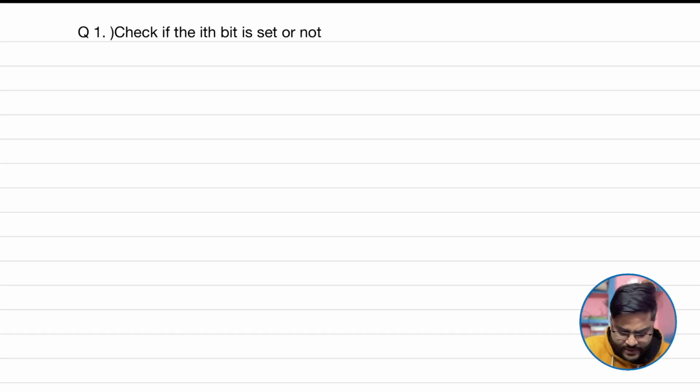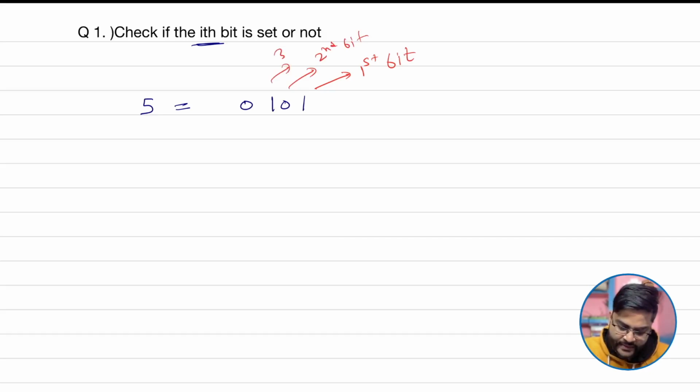Let's say we have the decimal number 5. In binary I can write it like this: 0 1 0 1. For now I am taking only 4 bits. You can extend it to 8 bits, 16 bits, whatever you want. I'm taking 4 bits for simplicity. Now the problem is I need to check whether my ith bit is set or not. Let's say I'm starting from the first bit. This is my first bit, this is my second bit, this is my third bit, and this is my fourth bit.